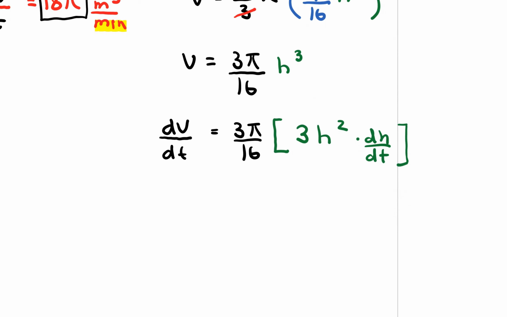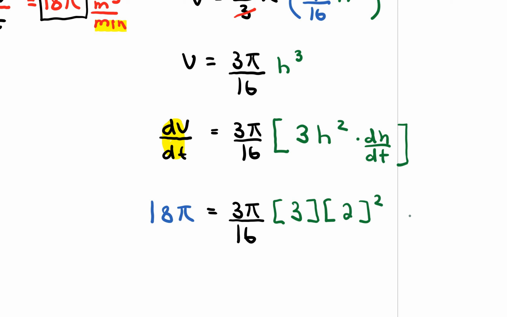Okay, so if I do that, dV over dt, as mentioned, becomes 18π. So 18π is going to equal 3π over 16, and then we have the 3 here. And remember, what's the height again? Well, the height is 2, so I can put a 2 here, and I can square that, and then I can write dh over dt.